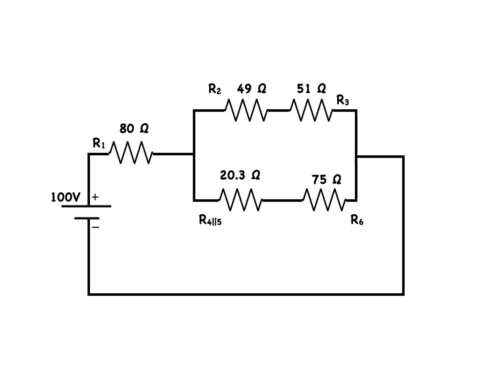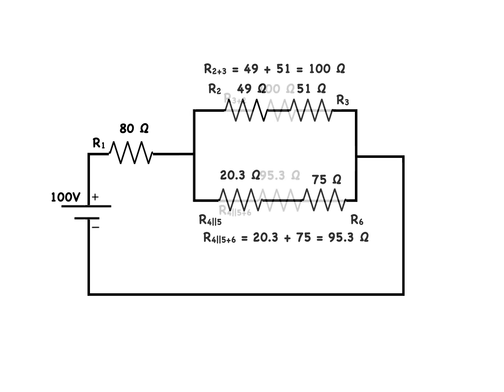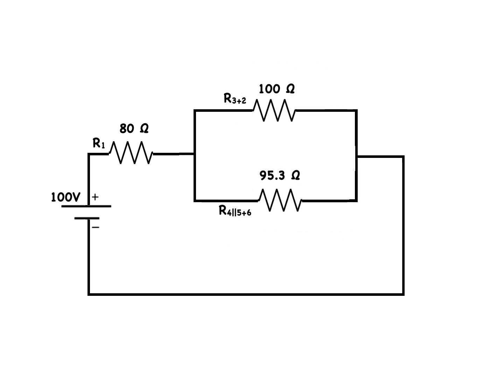For the top branch, the resistance is equal to the sum of the resistors R2 and R3, which equals 100 ohms. For the bottom branch, it's equal to the sum of resistors R4 in parallel with R5, and R6, which equals 20.3 plus 75, equaling 95.3 ohms. We could now replace the circuit to look like this. We are now left with the equivalent circuit here.